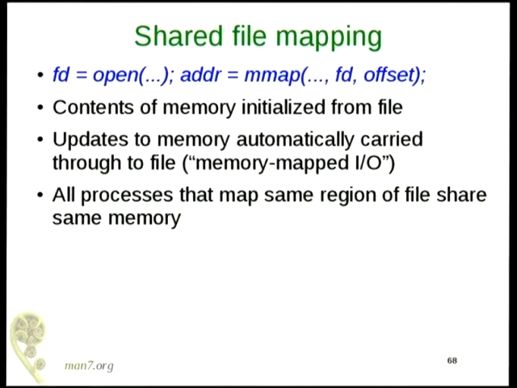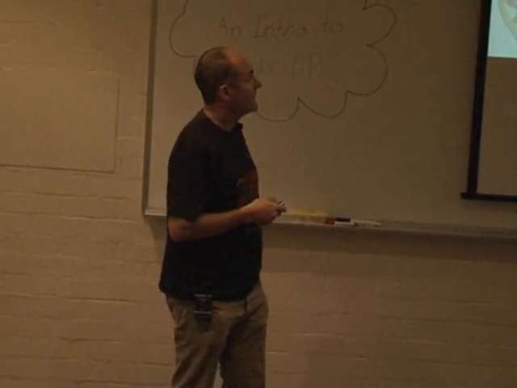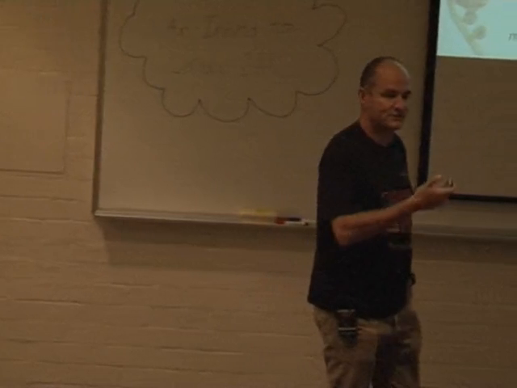With a shared anonymous mapping, the mapping was initialized to 0, but when you open a file and map it, the contents of the memory are initialized from the file. And as I said, any changes you make to the memory are automatically carried through to the file, and all the processes that map the mapping share those updates in the memory, and their updates are propagated through to the file.